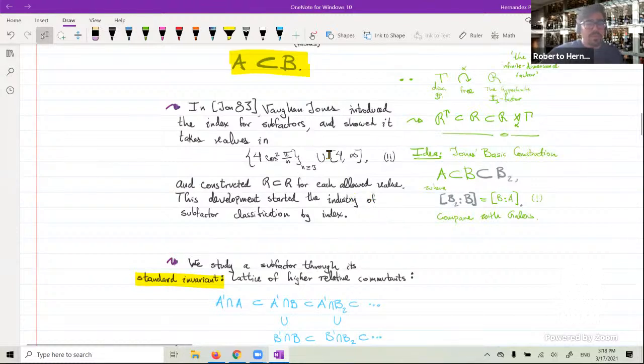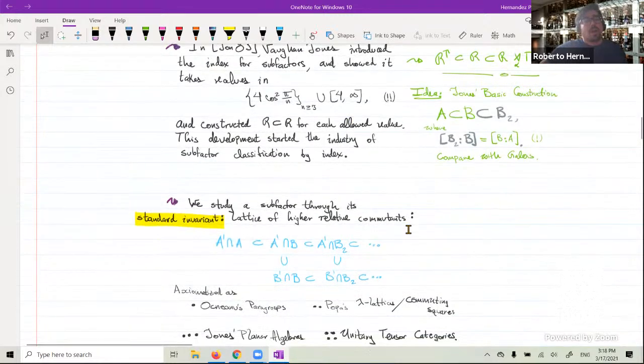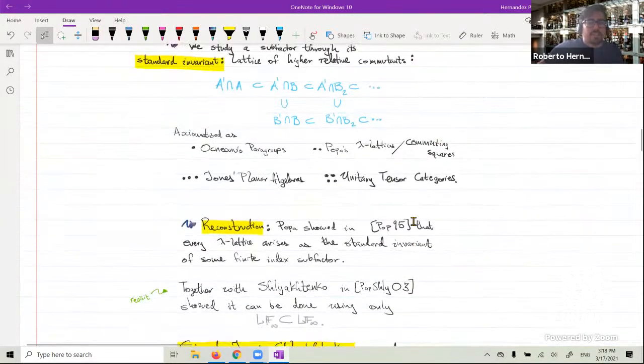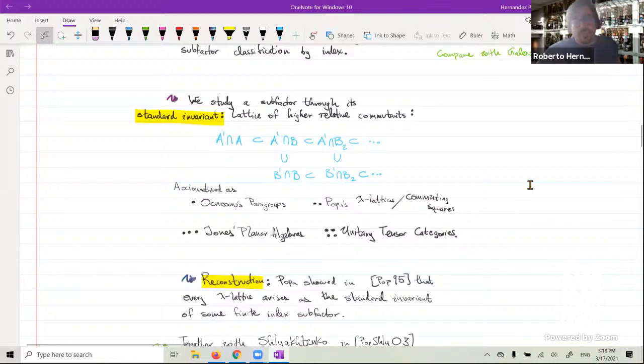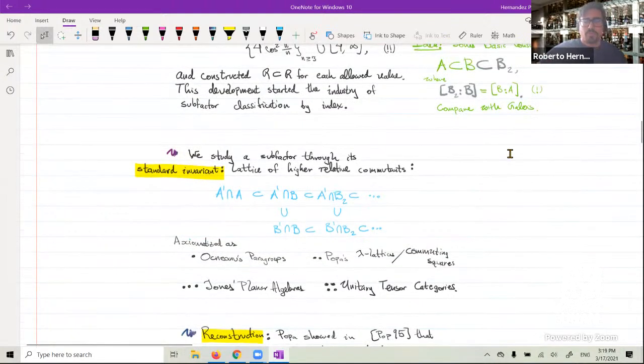So what happened with this introduction or invention by Jones of the index is that this really started the modern theory of subfactors and all this industry about subfactor classification by index. So how to study a subfactor? There are many approaches to it, but the one we choose is that of the standard invariant, which is simply the lattice of higher relative commutants, which is constructed as follows. Let me slide back up a little bit.